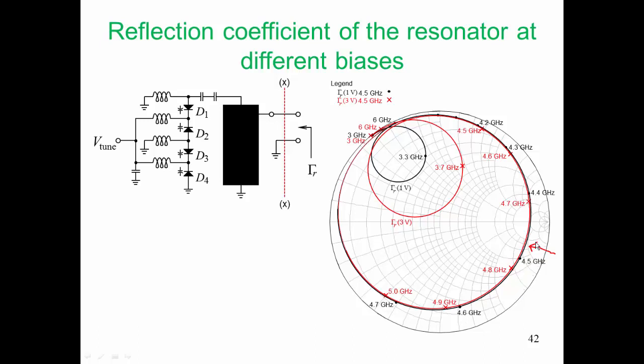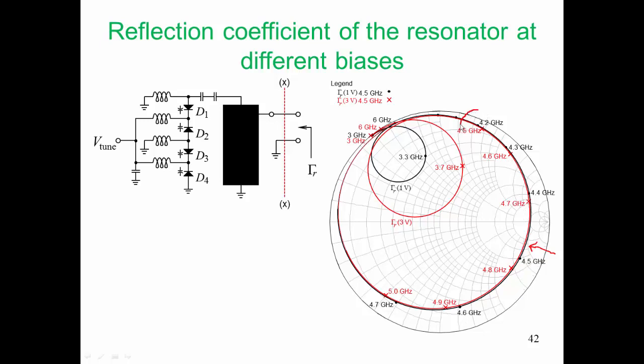Now there are two loci here. These are the loci of gamma R at two different tuning voltages. One at 1 volt, that's the black curve there, and the other curve, the red curve with the crosses on it indicating frequency, is the reflection coefficient at 3 volts. Now this is a fairly nice characteristic.